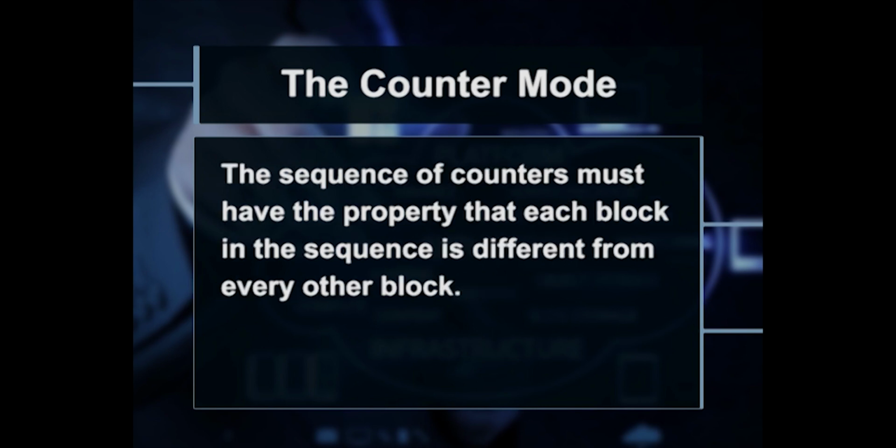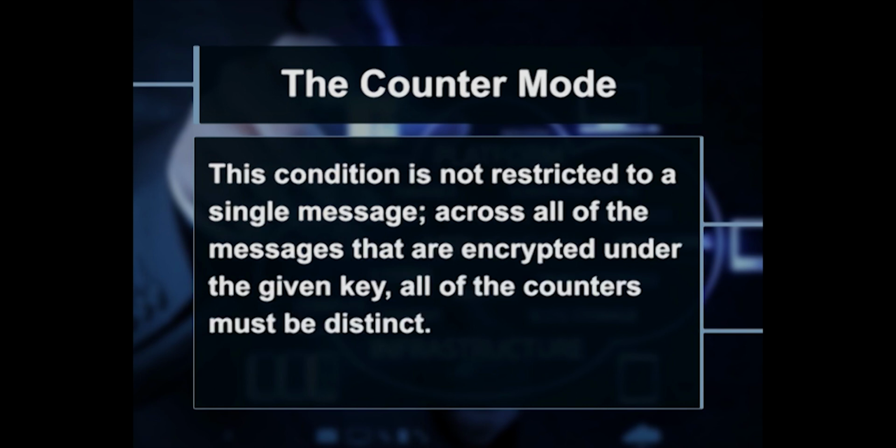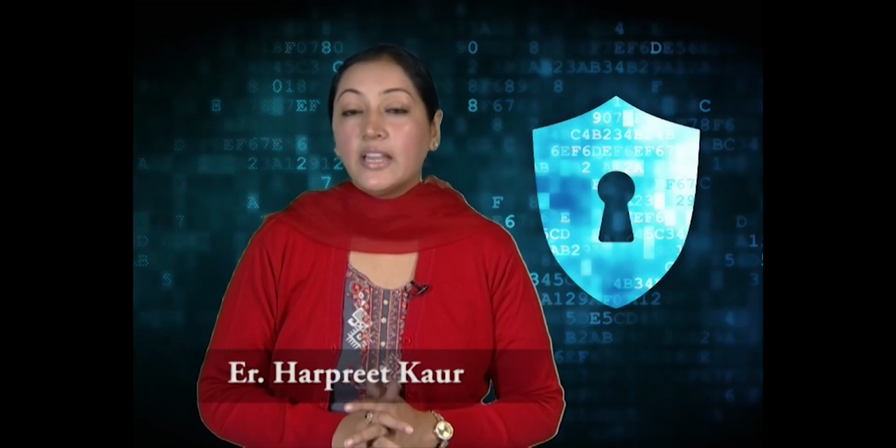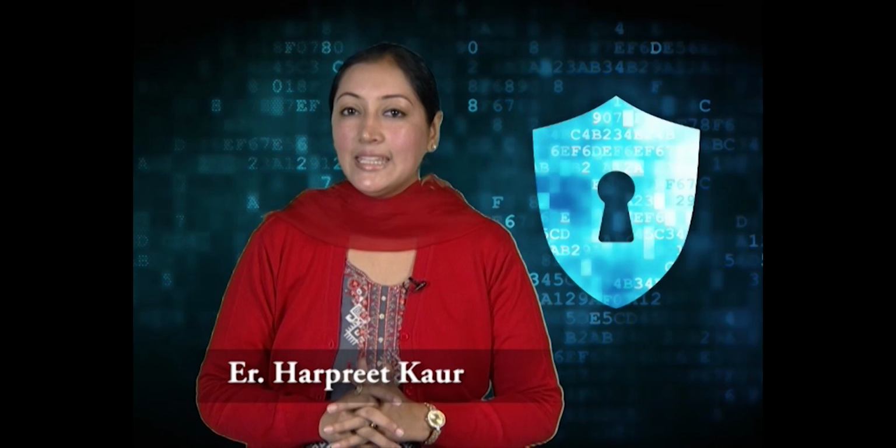The sequence of counters must have the property that each block in the sequence is different from every other block. This condition is not restricted to a single message. Across all of the messages that are encrypted under the given key, all of the counters must be distinct. In this recommendation, the counters for a given message are denoted T1, T2 till Tn. Given a sequence of counters T1, T2 till Tn, the CTR mode is defined as follows.